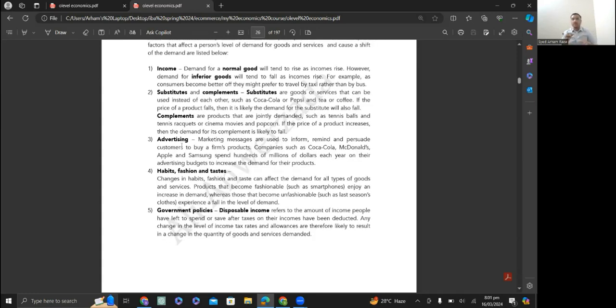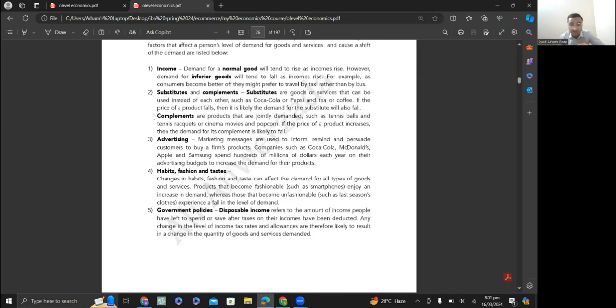Complements are those which are jointly in demand. For example, petrol and car, pencil and rubber. So these are complementary goods. We can also call them A plus B. So what happens if the price of a complement good rises? The demand for our product will fall. A simple example is that if the price of petrol rises, the demand for cars will fall. So there is an inverse relation between the price of a complementary good and the demand for our product.